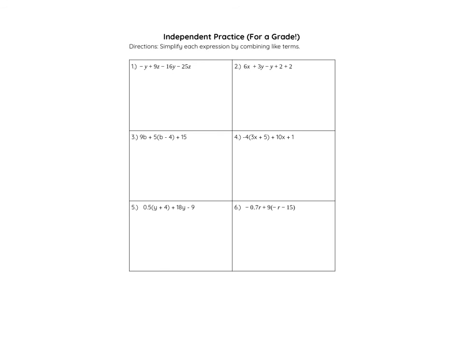What you have to do next is the independent practice. As far as showing work, not much work to show, maybe the distributive property a little bit. But yeah, if you have any questions, you know where to find me.